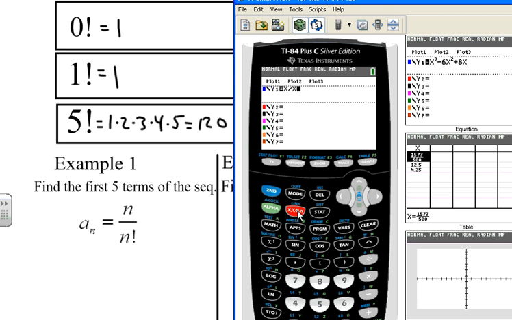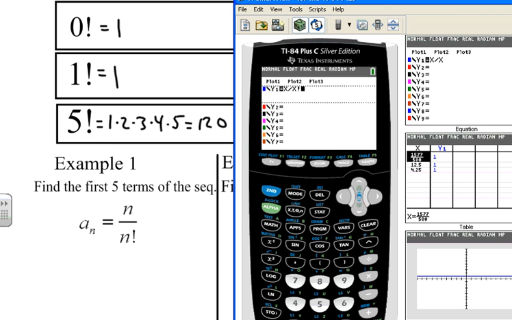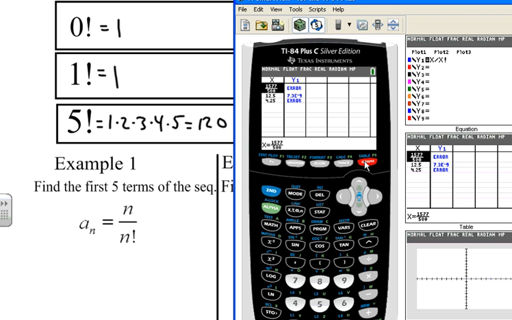Now, where do you find the factorial feature? If you press math and go over to probability, or PRB, and go down to 4, it's in the probability section. Like I said, factorials are used a lot in probability. If we go over to our table, we can start generating some values. For example, the first term is going to equal 1, because a sub 1 is 1 over 1 factorial, which is 1 over 1, which equals 1.